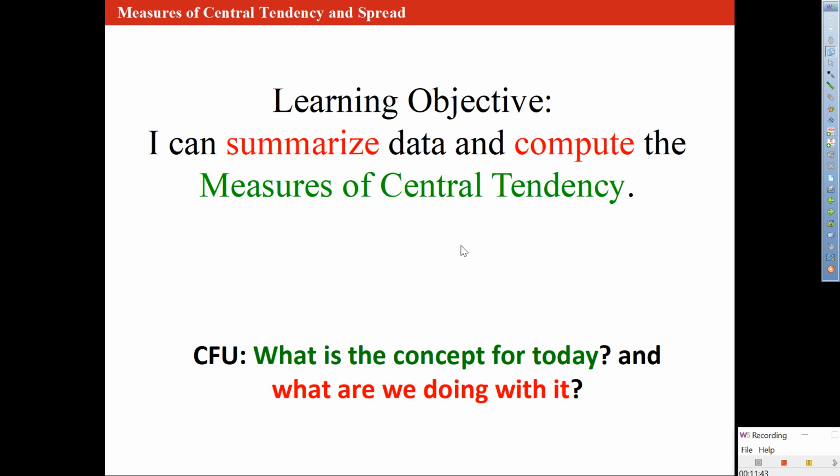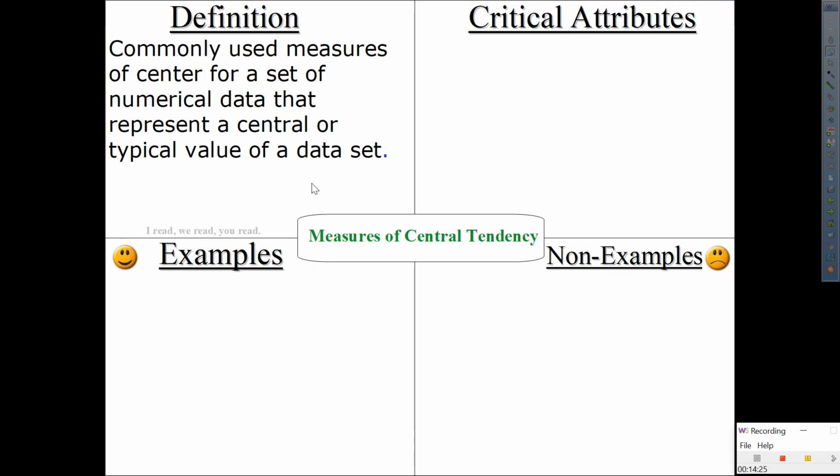All right, we good? So, in your Frayer model, what goes in the center? Measures of central tendency. That goes right here, and here's your definition. Commonly used measures of center for a set of numerical data that represents a central or typical value of the set. Copy that. So, measures of central tendency, what are they? They are things to measure some data that are most commonly used. We're going to be looking at three, but we're going to be doing other things to the data that are part of seeing the data in a different way, and we're going to come to conclusions in regards to some of the data that we get.